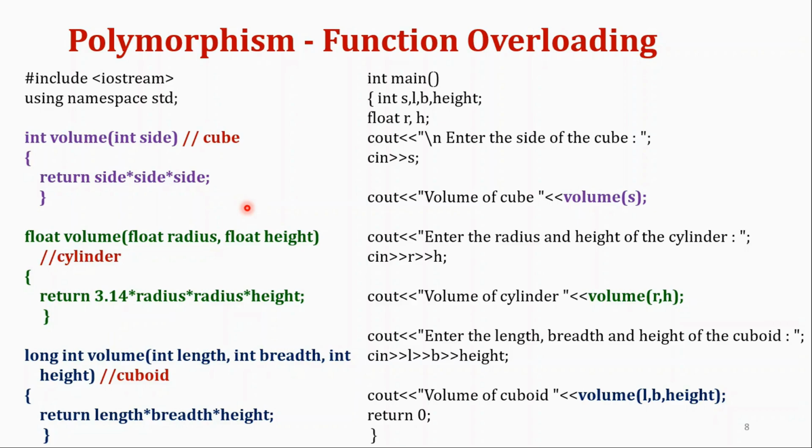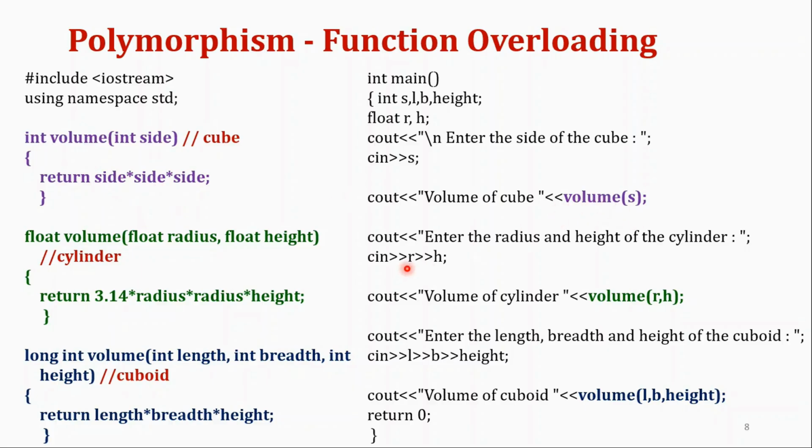In the main function, I'm declaring the necessary variables. First, I'm calling the volume of a cube. I'm passing one single integer parameter, calling volume of s, a single integer parameter. The compiler will match this function because it is passing the integer s. So s is an integer, a single integer parameter, and this function will be matched. It returns s cube, and that will be printed over here.